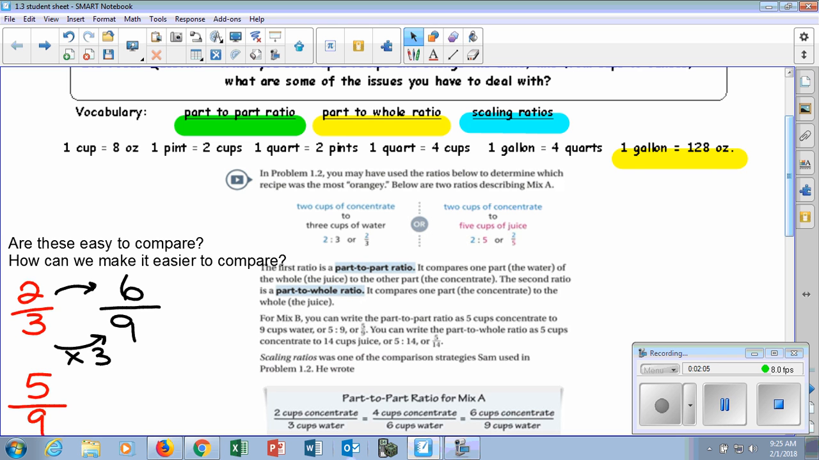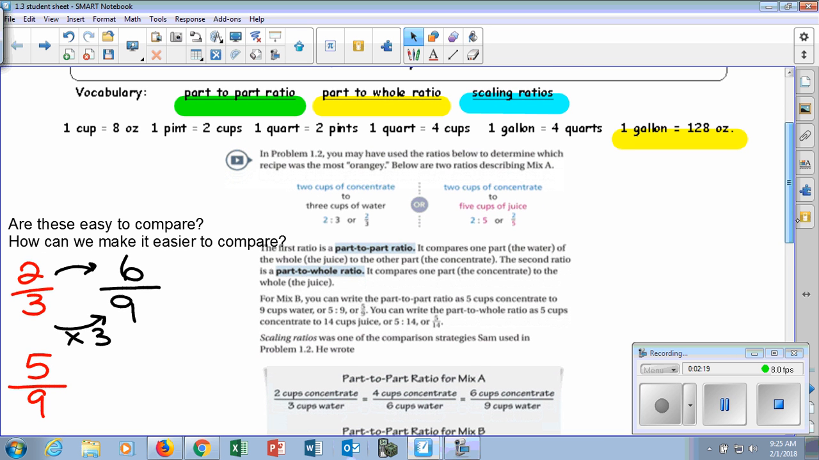So these would be more of parts to parts, because we're comparing the part of the concentrate to the part of the water, whatever they're comparing. So that would be more like in our green up here, our parts to parts ratio. Down here, we can say that the first ratio is a part to part ratio, like we just said. It compares 1 part, the water, to the other part, the concentrate. The second ratio is a part to whole. It compares 1 part, the concentrate, to the whole, which is the juice. This entire thing is juice.